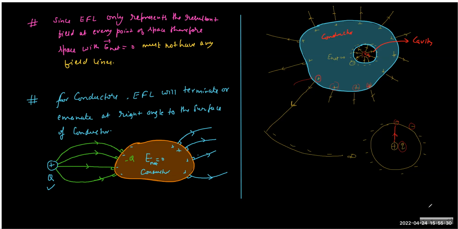Okay, look at the situation. If I choose a point here, and if you choose a point inside, let's call these points 1, 2, 3. Then at point 1, the field will be due to which charge? At point 1, the negative charge and the positive charge that is placed at the center of the cavity. At point 1, the field is only due to the charge in the cavity and the induced charge on the inner side of the cavity.